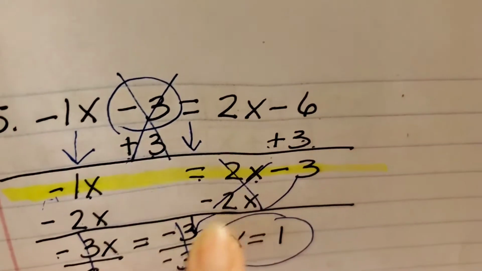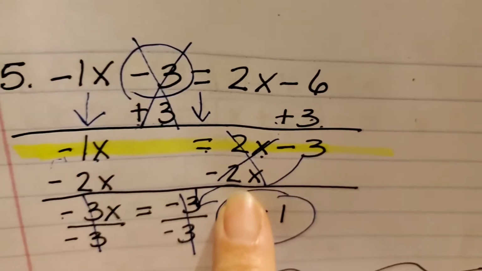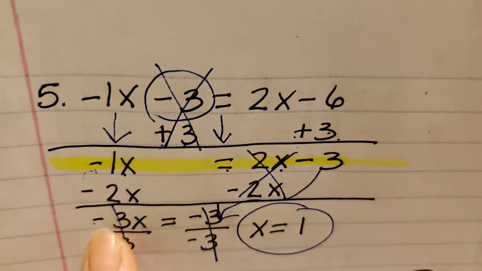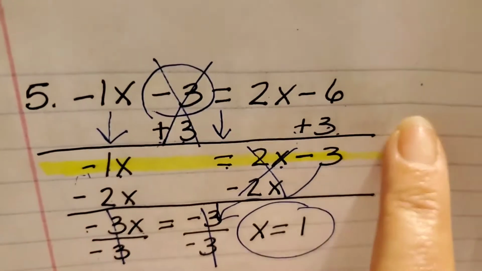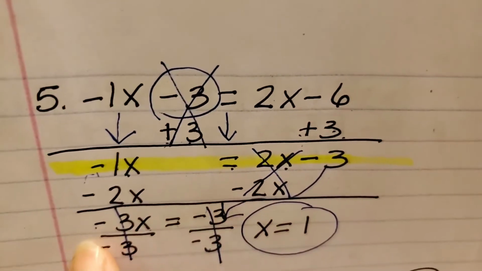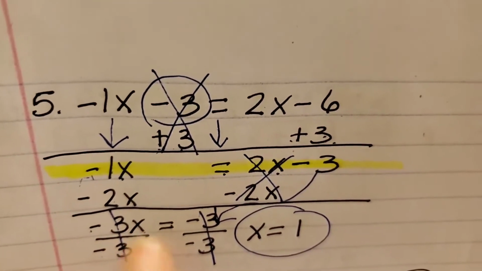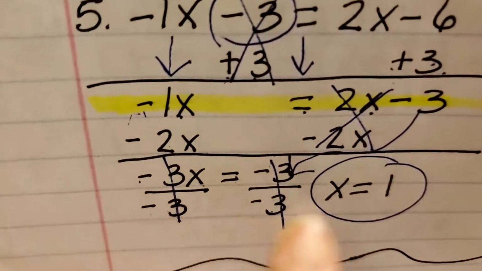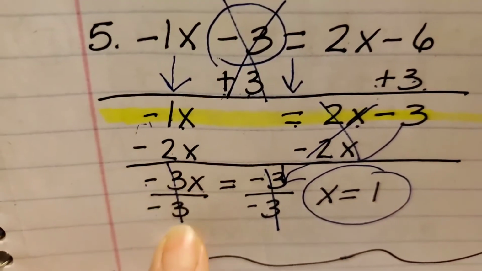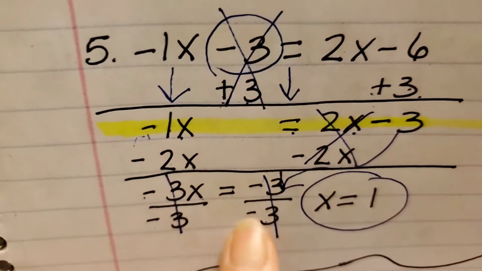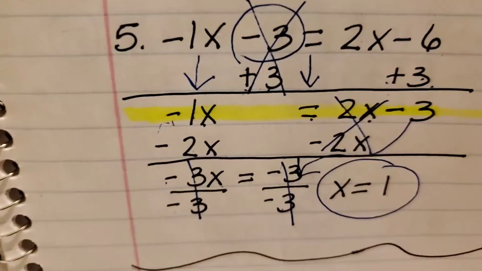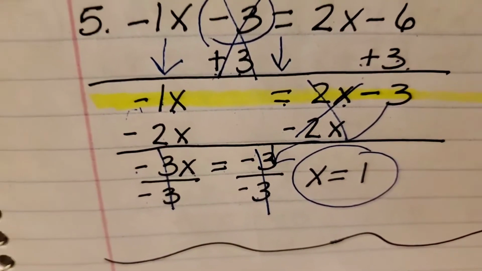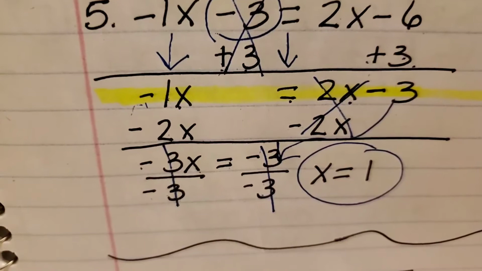Now, I want to get this x over here. You're going to do the opposite, negative 2x, negative 2x. Now I have negative 3x equals this negative 3 here. Now negative 3x times x, so I know I have to divide. So I'm going to put a negative 3 there and a negative 3 there. Cross that out. X equals negative 3 over negative 3. If you have 2 negatives, your answer will be positive. Okay, so negative 3 goes into negative 3 one time.